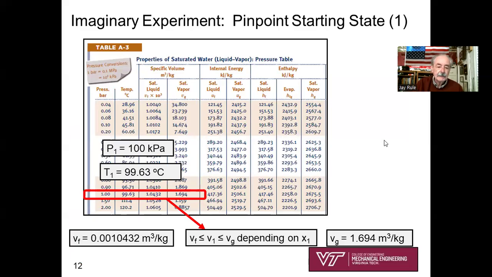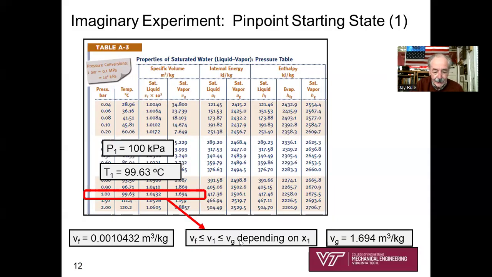All right. So let's pinpoint state 1. Let's get going with some numbers to try to quantify our experiment. We had a saturated mixture. We'll use the pressure table since that was given. We'll go to the pressure table where P1 is 100 kPa, 1 bar. We'll look up the temperature, 99.63 or about 100 degrees C.